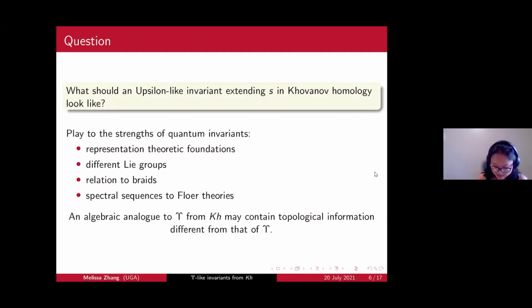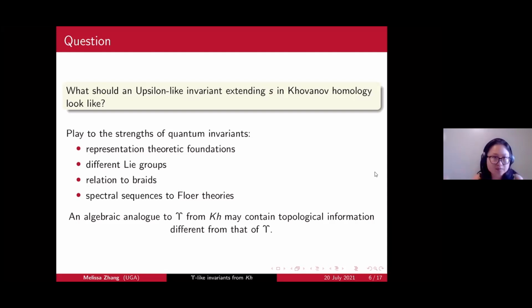Now, S is a homomorphism, but because Khovanov homology doesn't have this same Künneth formula, I don't expect an Upsilon-like invariant necessarily to be a homomorphism from the concordance group. What I do want is to play to the strengths of quantum invariants in general in order to find the gradings that I want to mix together.